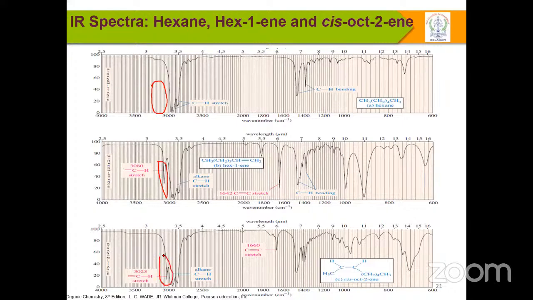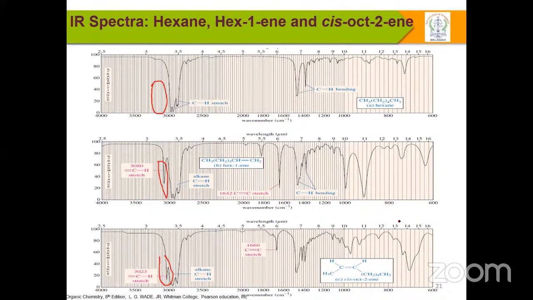What is the major difference between alkane and alkene? In the alkane, I am not going to get the CH stretch peak above 3000, whereas in the alkene, I am going to get it above 3000. The alkane CH stretch comes below 3000, and in the alkene I get it above 3000.